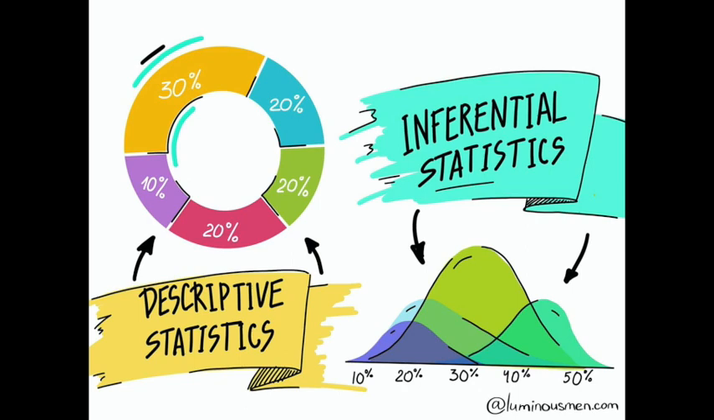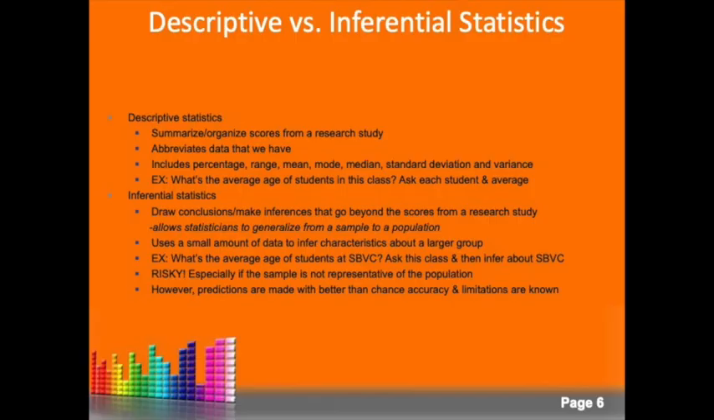Maybe it's like 1/3 descriptive and 2/3 inferential is maybe more accurate. But at any rate, descriptive statistics are statistics that summarize and organize scores from a research study. Basically, they abbreviate, summarize the data that we have. And some descriptive stats include percentage, range, mean, median, mode, standard deviation, variance.